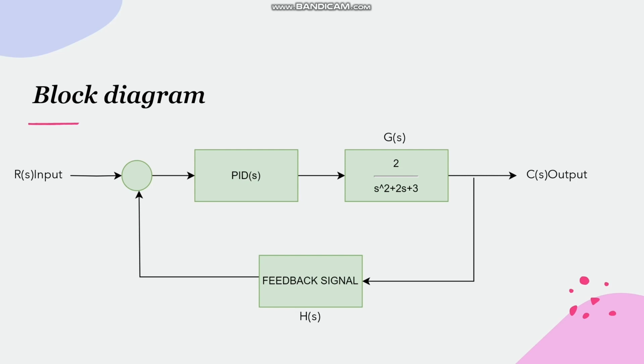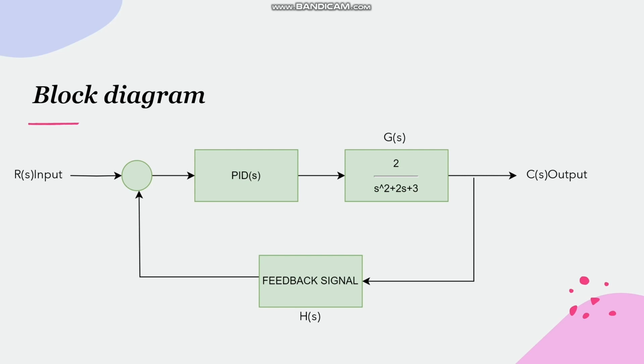This block diagram we use to represent the control system, and it can be used to calculate the overall transfer function. So this is a normal control system block diagram, and we are doing the greenhouse temperature control system, so we added a PID controller to it.